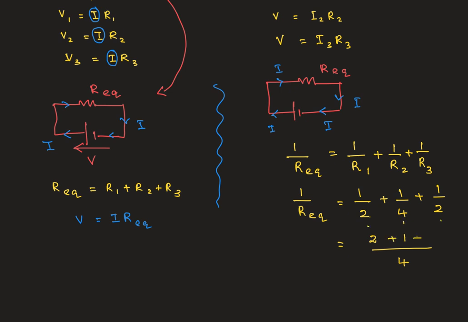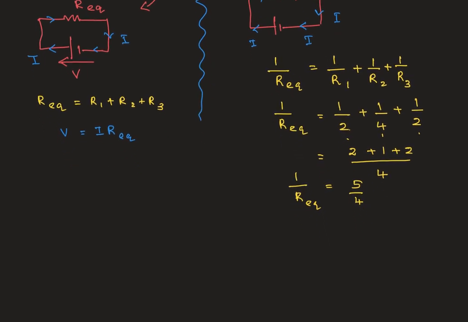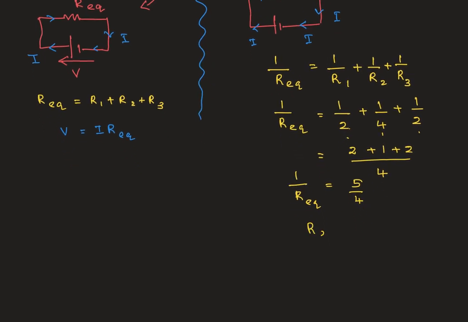The third term, you have to multiply that by 2 again. So here you will have 5 over 4. Now one might think that we ended up with the answer for R equivalent, but it is not the case. You will have to take the reciprocal of both sides in order to get the equivalent resistance. So when you take the reciprocal, you will have 4 over 5, and that is the final answer in ohms.